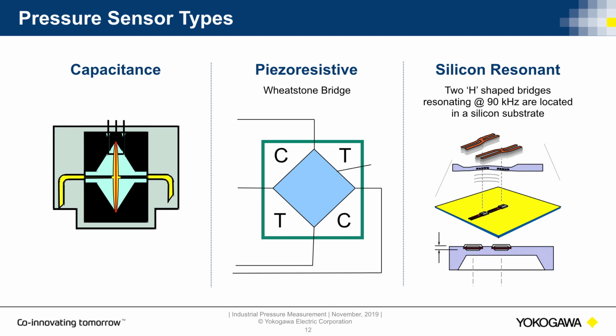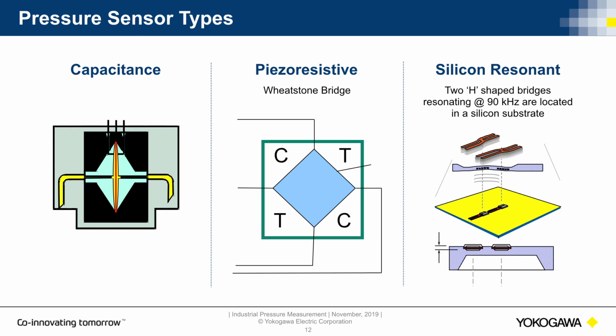Now we get to the silicon resonant sensor. These are fabricated from a single crystal silicon using a 3D semiconductor micromachining technique. So we've got 2 H-shaped resonators that are patterned on the sensor, each operating at a high frequency output. As pressure is applied, the bridges are simultaneously stressed, one in compression and one in tension. The resulting change in the resonant frequency produces a high differential output. So this is directly proportional to the applied pressure.